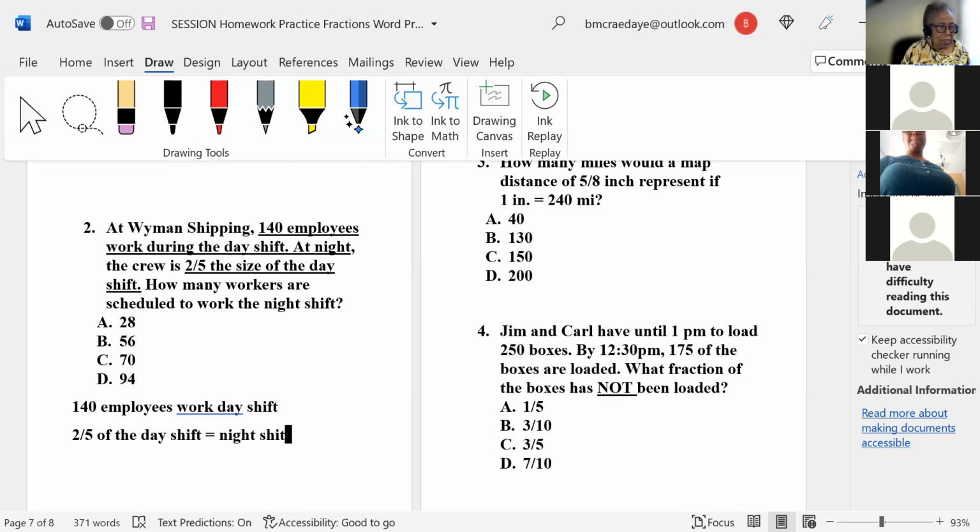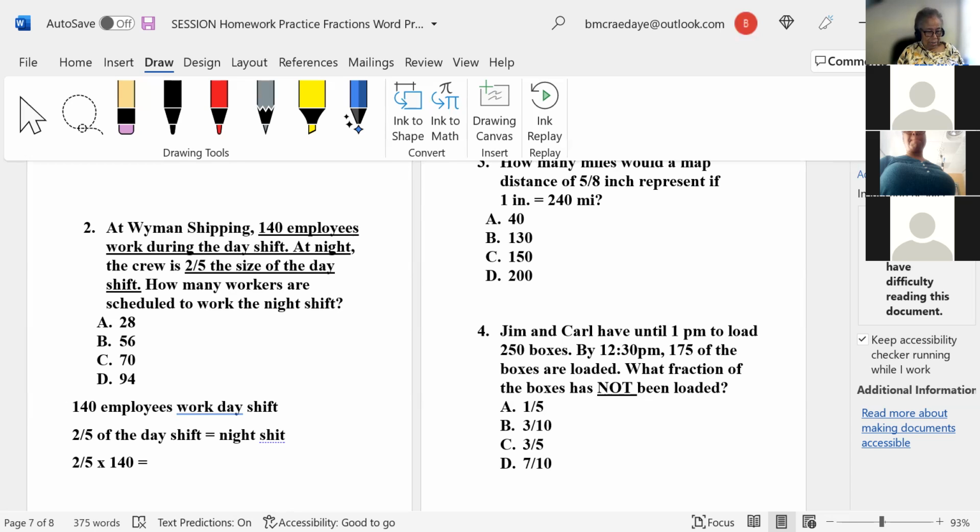2/5 of the day shift is the night shift. So what do you need? You need multiplication. 2/5 multiplied times 140. That's the night shift. You could have made a decimal, but you didn't have to. So what's 2/5 times 140? That's the night shift, because that's what they ask you. How many workers are scheduled to work the night shift?